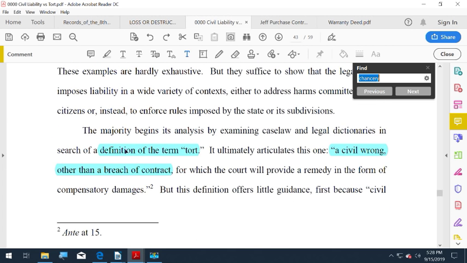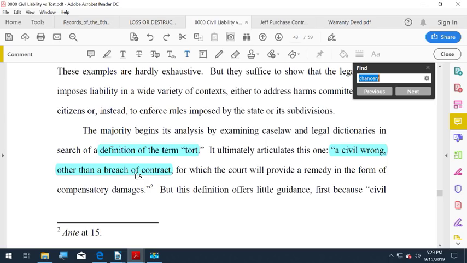So anyways, the majority begins analysis, examines case law, definitions of tort. Ultimately articulates this one: a civil wrong other than a breach of contract. Right? So a breach of contract isn't a tort. Well, it's a breach of contract for these people because, for instance, like your real estate agent, right? They didn't file the contract. It's a breach of contract. It's not a tort now. It's just a breach of contract.